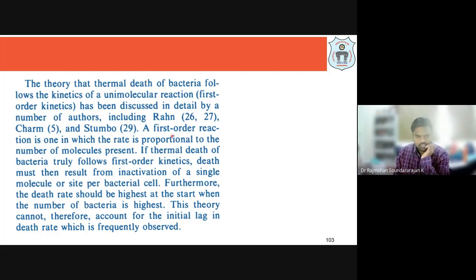With respect to this first order kinetics, the rate is proportional to the number of molecules present. So if thermal death of bacteria truly follows first order kinetics, death must result from an inactivation of a single molecule or site per bacterial cell. Each cell, one thing is getting deactivated; that is how death is assumed to take place. Furthermore, the death rate should be highest at the beginning, when the number of bacteria is highest. This theory cannot therefore account for the initial lag in the death rate, which is frequently observed.